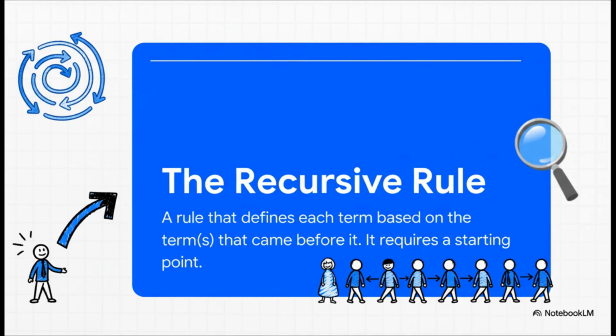Okay, now let's check out that second method, the recursive rule. This is the follow-the-person-in-front-of-you method we talked about. With this one, each term's value completely depends on the term that came right before it. But here's the catch. You can't start a chain reaction without a spark, right? So a recursive rule always needs a defined starting point.